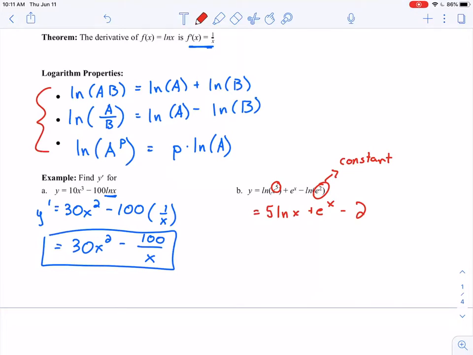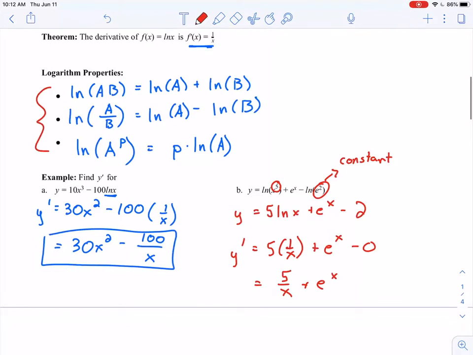So it's up to you. If you want to simplify it, you can. You don't have to. I do think it's probably easier to simplify it, because then in the next step, when I go to take the derivative, I'm going to take the derivative of each one of these terms. 5 natural log of x, that'll be 5 times 1 over x, plus the derivative of e to the x, we said that was just e to the x. Derivative of negative 2, though, that's just plus 0, or I guess in this case minus 0. So I would say this is equal to 5 over x plus e to the x.